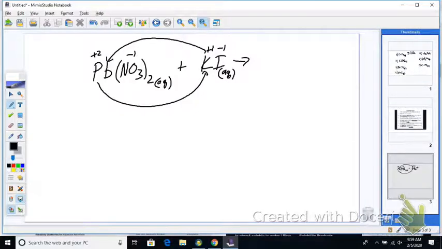So you should write Pb with I and K with NO3, and then see if they balance the charges. Do Pb and I balance? No. So it has to be PbI2. Put a little parentheses behind there so we can put in aqueous or solid. And then K and NO3 balances. Okay, it balances.